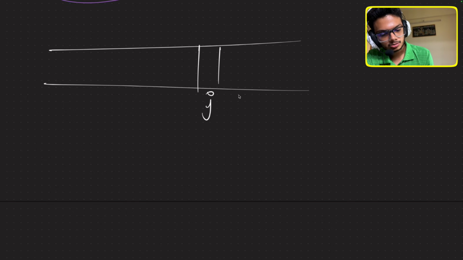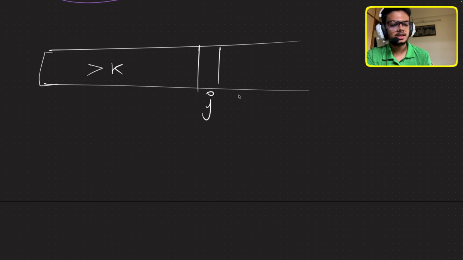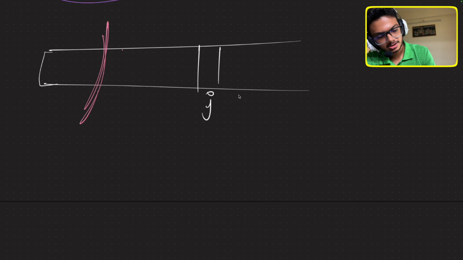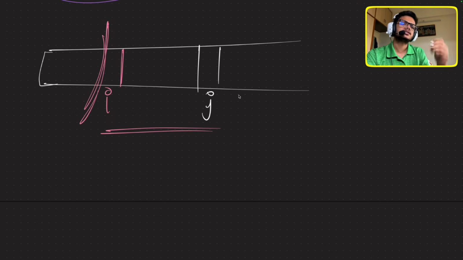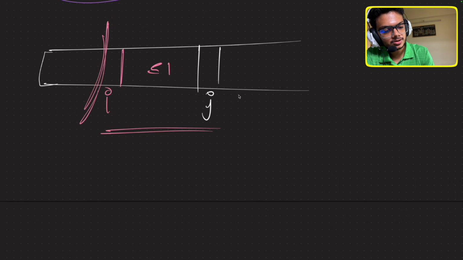Okay, so it might happen that if you consider all the elements from the start, there might be more than k distinct elements, but we are not supposed to be having more than k. So what I'll do is, you find the smallest i from the left, such that we have less than or equal to k distinct elements. Smallest i will ensure we don't miss out any subarray, right?